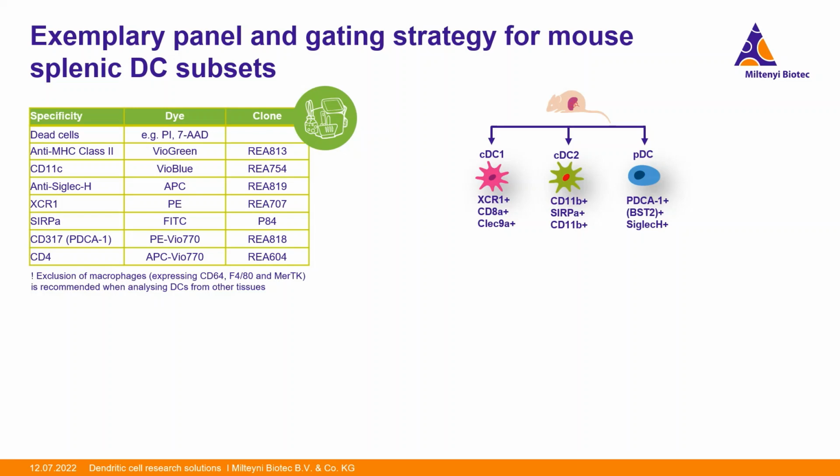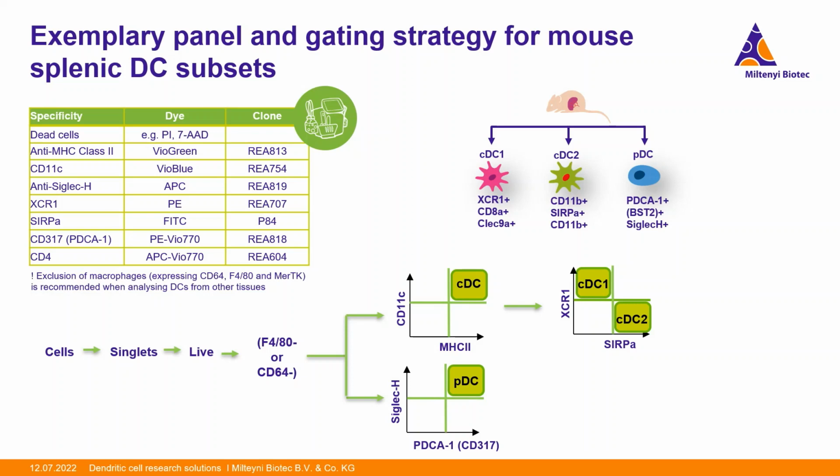This table shows an optimized panel for analysis of splenic DCs using a MACSQuant or similar flow cytometric analyzer. So the gating strategy starts with the selection of cells and the exclusion of debris using side and forward scatter. Next, you select singlets and live cells, where viability dyes such as PI or 7-AAD can be used. Whenever possible, we recommend macrophage exclusion, using for example the markers F4/80 and CD64 staining. And finally we can analyze the abundance of the three major DC subsets in the mouse spleen.